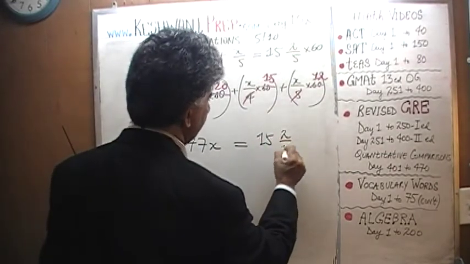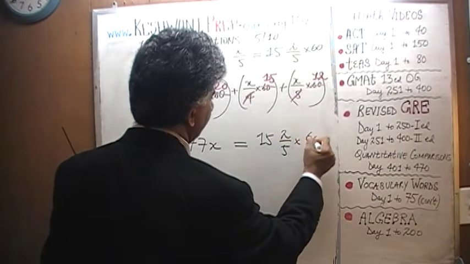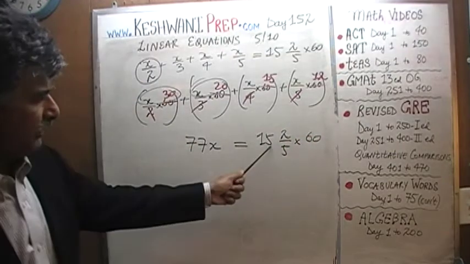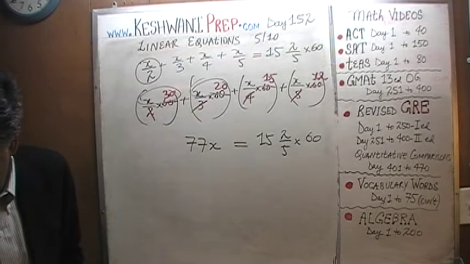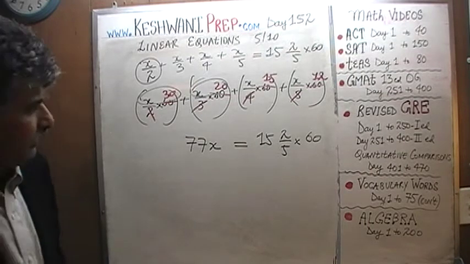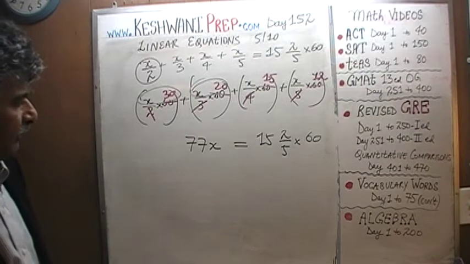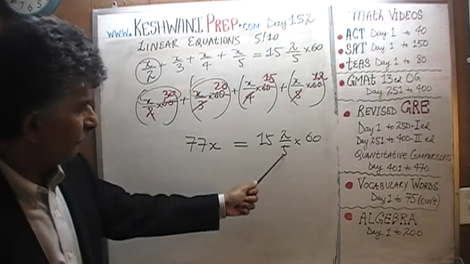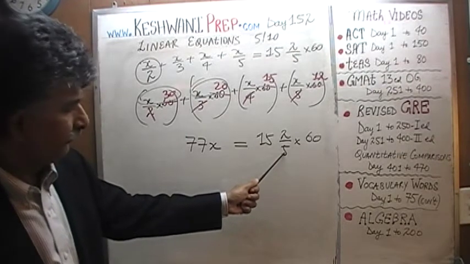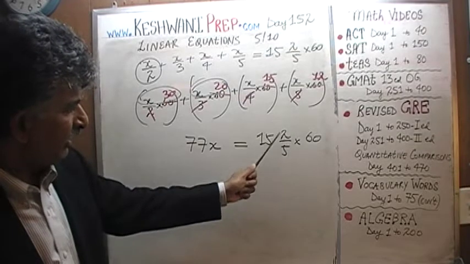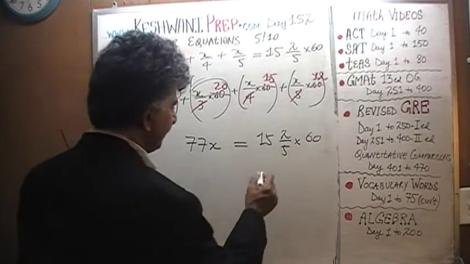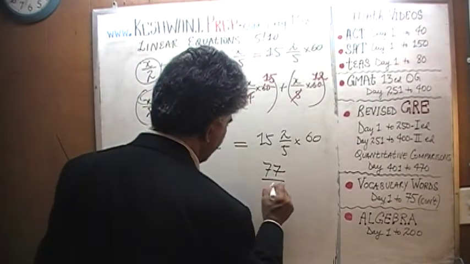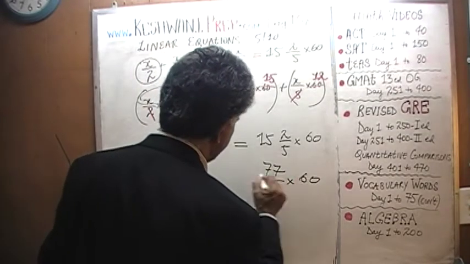15 and 2/5 times 60. How can we write 15 and 2/5? 15 times 5 is 75, 75 plus 2 is 77. Oh, what do you know? 77 times 60, there you go, we are done.